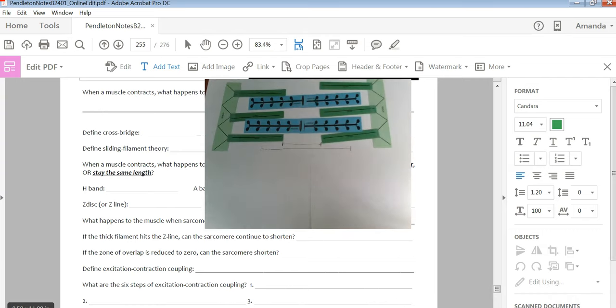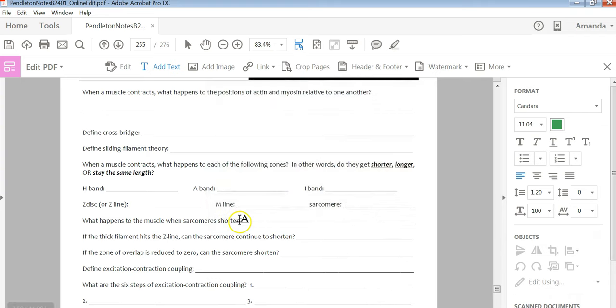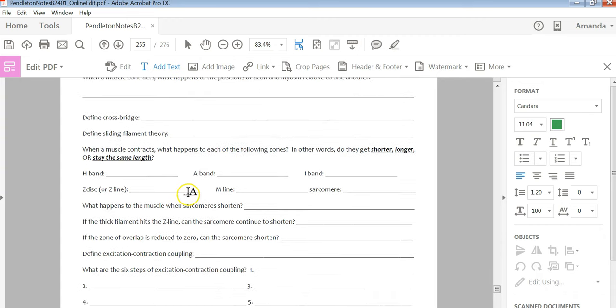Now, what I would like for you to do, if you look here on your paper, is it says, when a muscle contracts, what happens to each of the following zones? The H band, that one gets shorter. So I'd like for you to go through each of these and see if you can use your model and figure out what happens to each one. I would also suggest that you add another one, which is the zone of overlap, and list what happens to that as well. Does it get shorter, longer, or stay the same length?